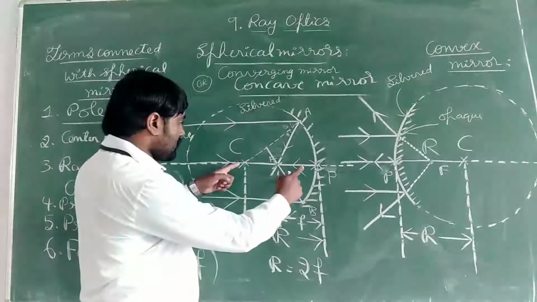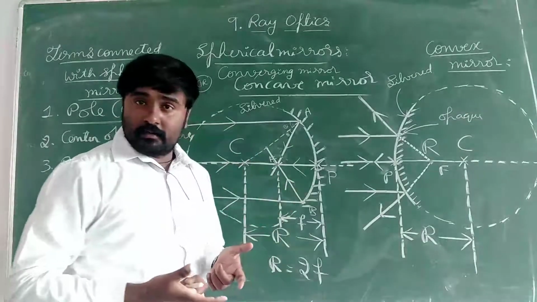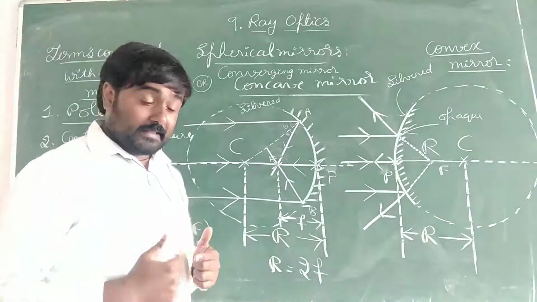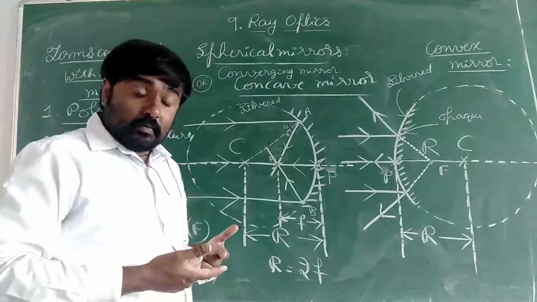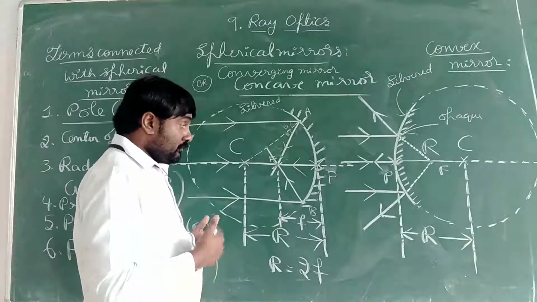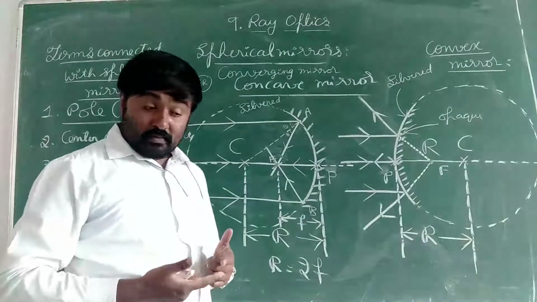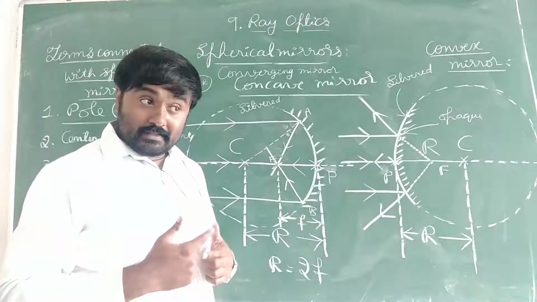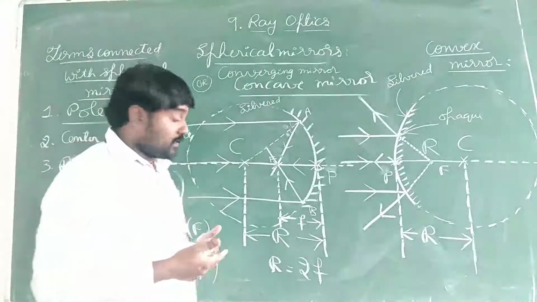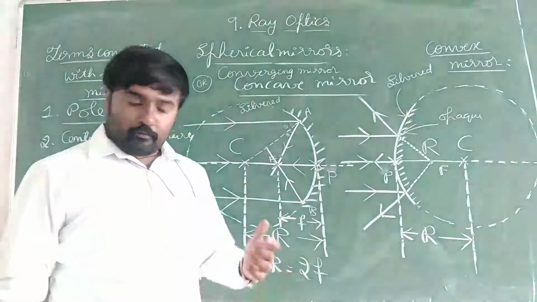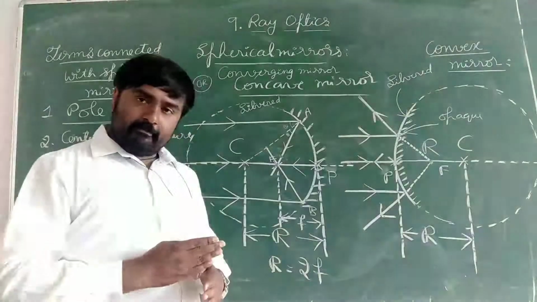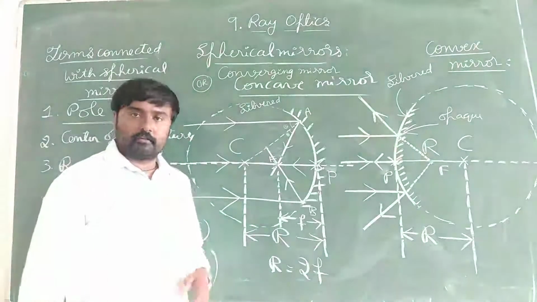Suppose the radius of curvature is 10 cm. What is the focal length? That is 5 cm. Okay, focal length is 4 cm. What is the radius of curvature? That is 8 cm. So radius of curvature is twice the focal length. Focal length is half of the radius of curvature.